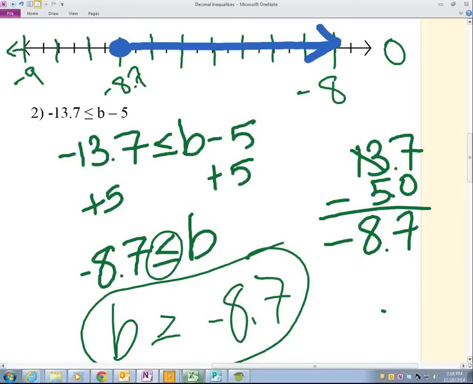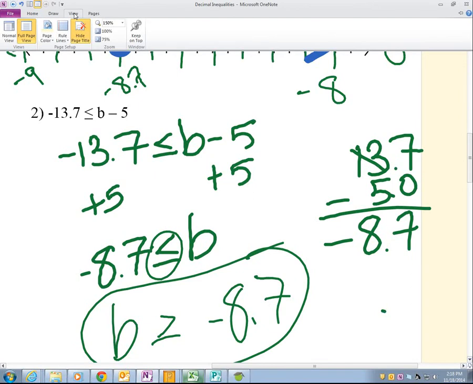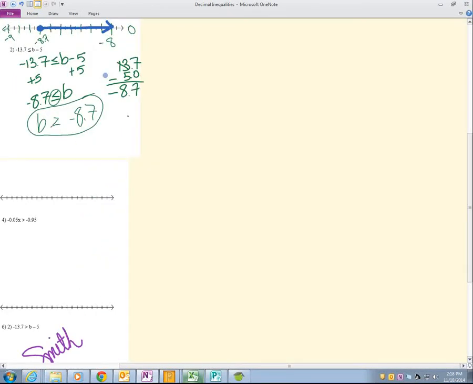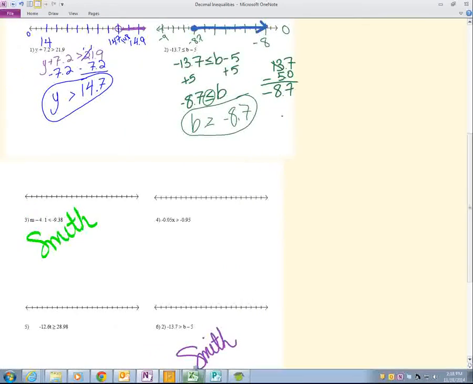So isn't the arrow always going to be going to the right if we have the variable on the left? Nope. You'll see that on number 4. Any other questions on that? None? Okay. I get what to do on number 4.